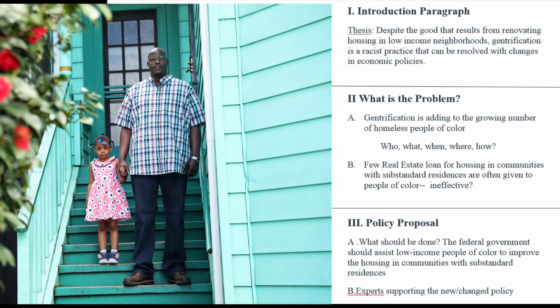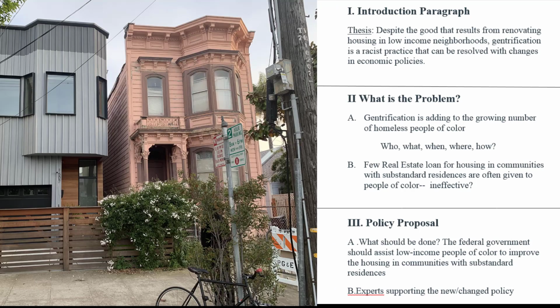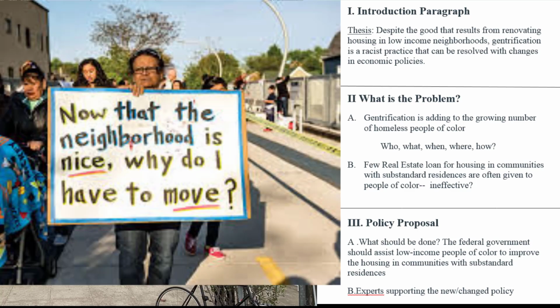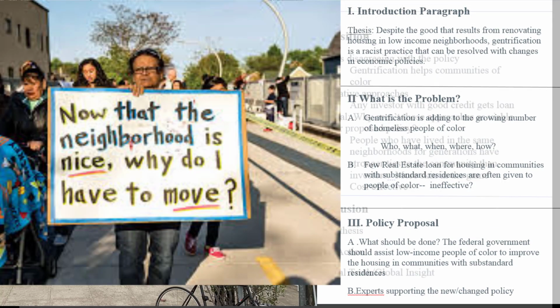I'd have experts saying loans should be given to people of color, that housing improvements should be done by the people that currently live there, not outsiders coming in. For example, in Silicon Valley, rich people coming into Oakland and buying out the older homes, fixing them up, and outpricing the people that generally lived there.